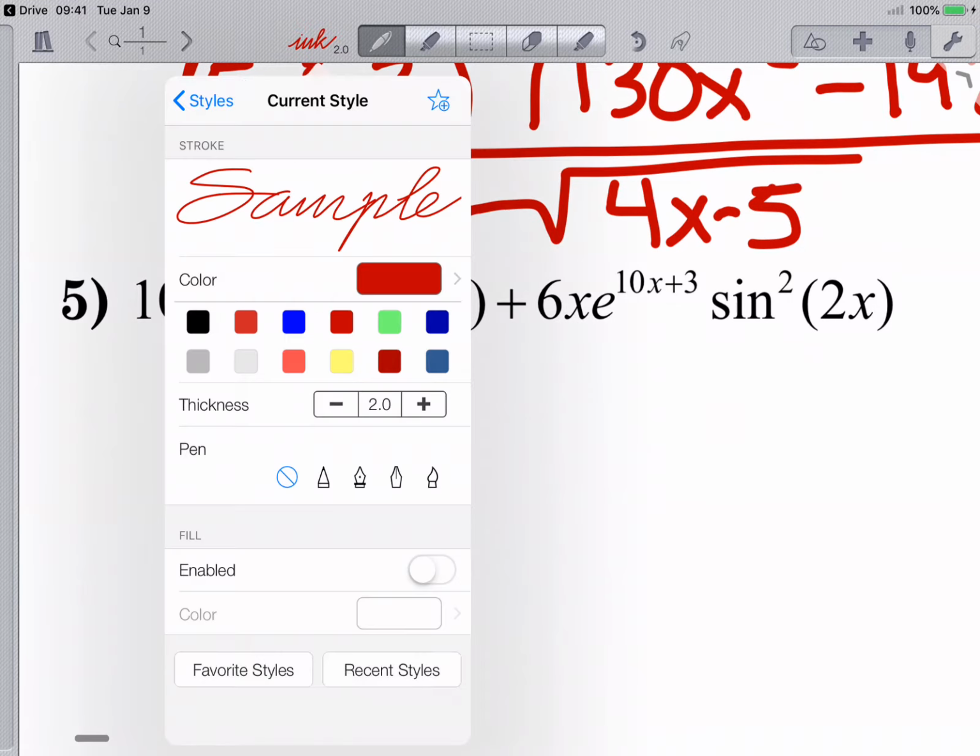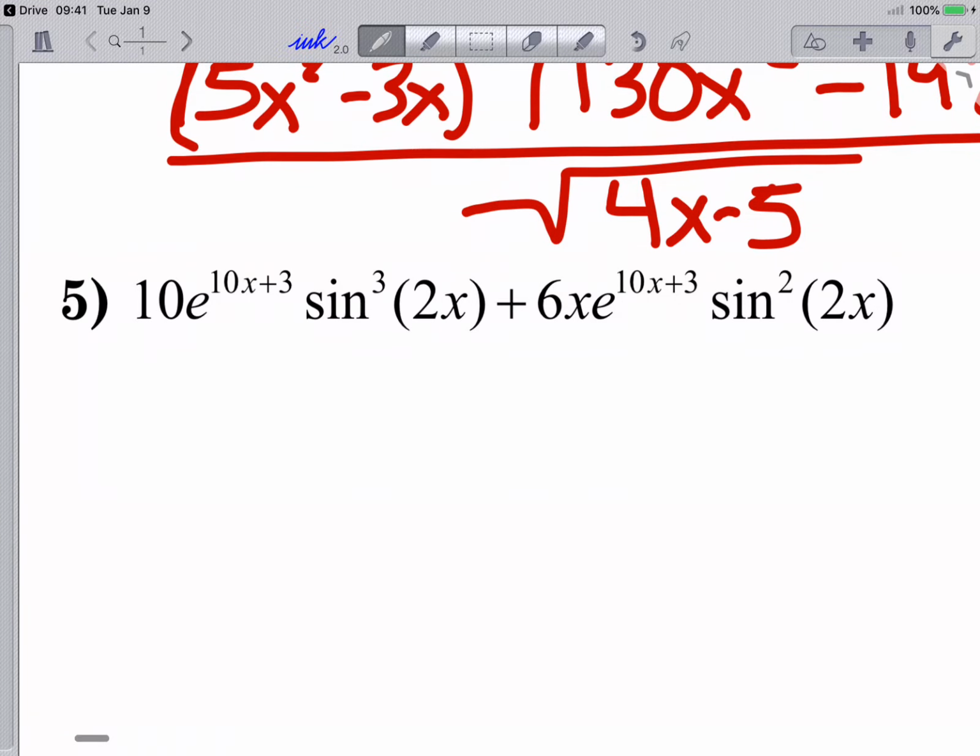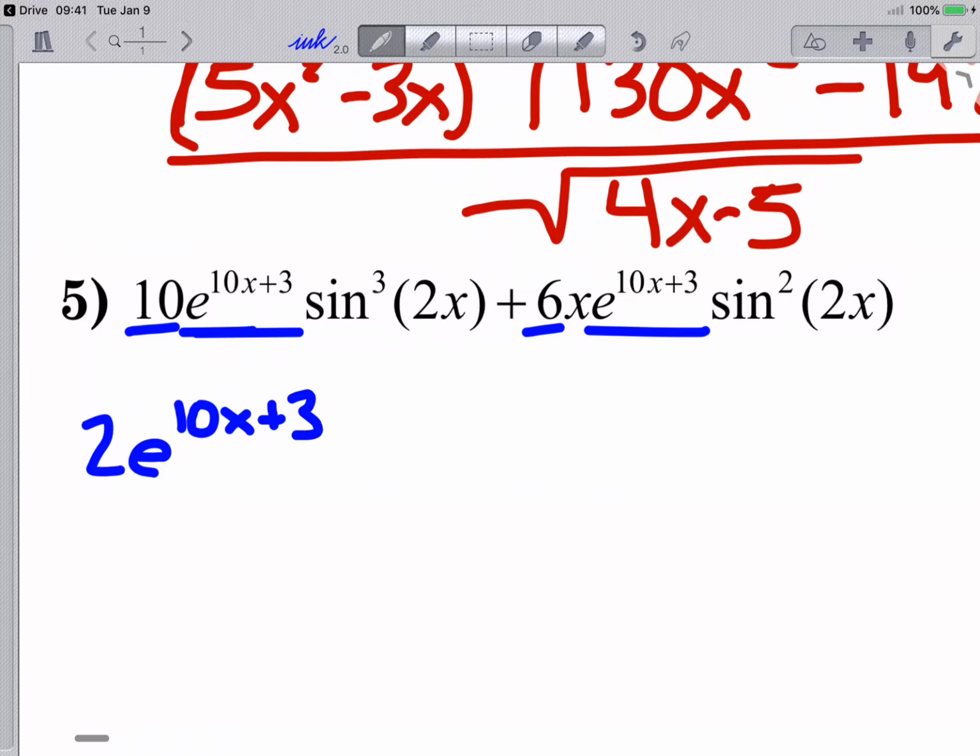Now the last one. This one's nice and beautiful. I believe this one I also made using a problem that I took the derivative of, and this would be what you end up with. So the first thing I look at is the 10 and the 6. The largest number that goes into both of those is 2. All of these things have an e to the 10x plus 3, so I'm going to factor out e to the 10x plus 3. And then the smallest exponent on sine is a 2, so I'm going to factor out a sine squared of 2x.